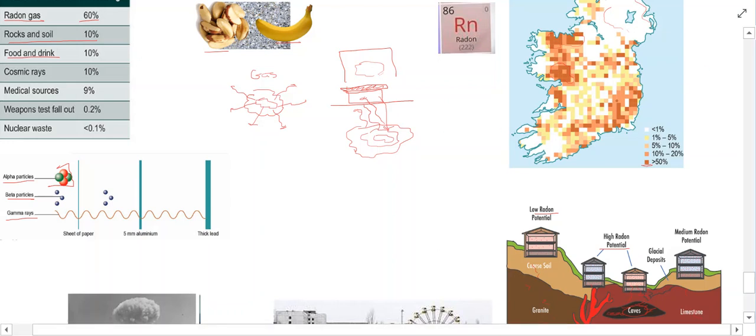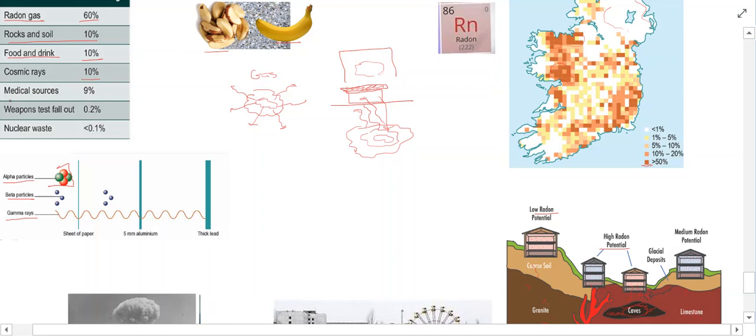So again, this would contribute to roughly 10% of the overall background radiation. We have then cosmic rays. So again, we have all types of radiation coming from out in the cosmos, and they bombard the Earth all the time, and that contributes to roughly about 10%.